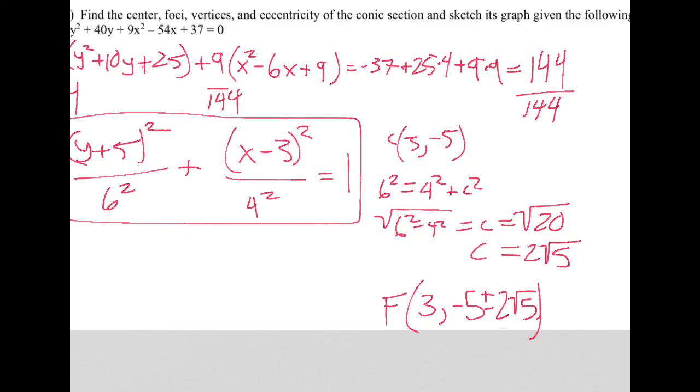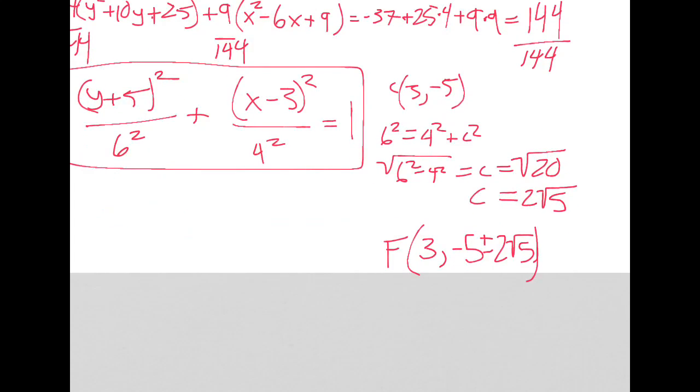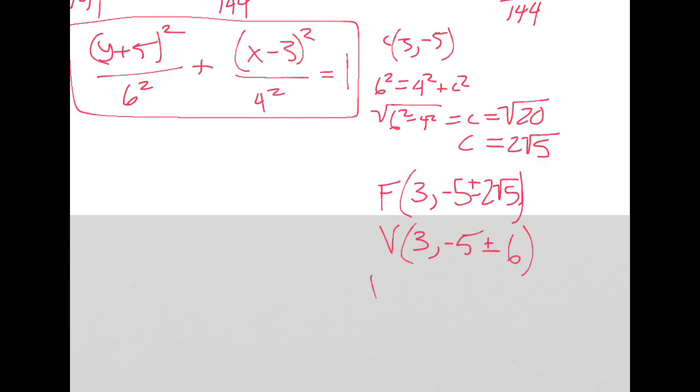So there you go. There are my foci. Let's do something similar with my vertices. The vertex is going to have, again, the same x value there, and it's going to be the center, negative 5, plus or minus my a value, which is 6. So we get that right there, which you could be not lazy and write as 3, comma, negative 5 plus 6 is positive 1, and a second vertex at 3, comma, negative 5 minus 6 is negative 11. It's just a little more clear that way to know really where we're looking.